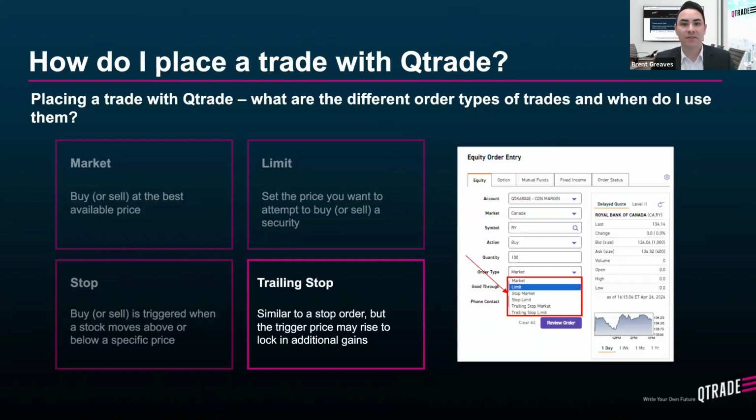It might be hard to see, but you can access the various order types through the order entry type dropdown on Qtrade's order entry page. You might also notice this is where you can trade the other investment types we mentioned previously. We'll include a link to the video showing you how to place a trade online in our post-webinar resources.